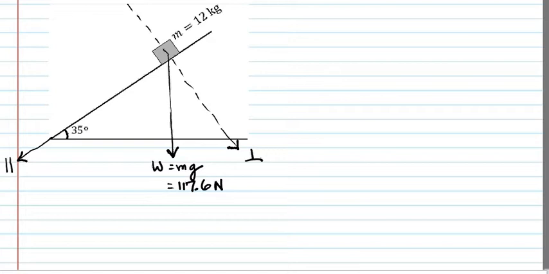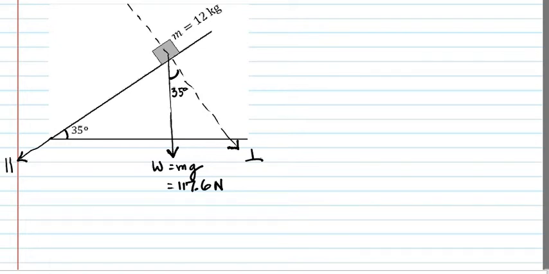While there's the 35-degree angle that's drawn for the incline, we can look at the geometry, the right triangles and whatnot, and figure out that the angle here, the weight relative to the perpendicular axis, is also 35 degrees, which will come in handy.